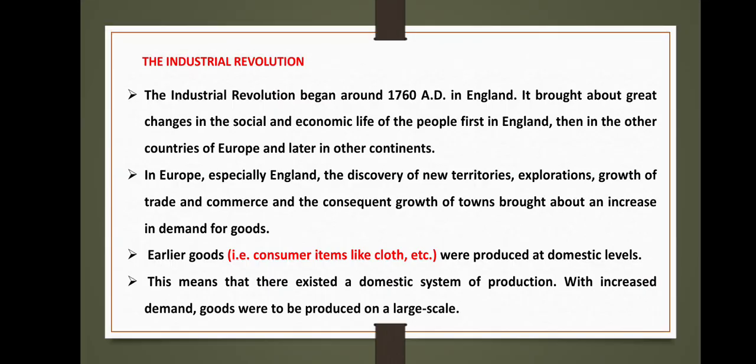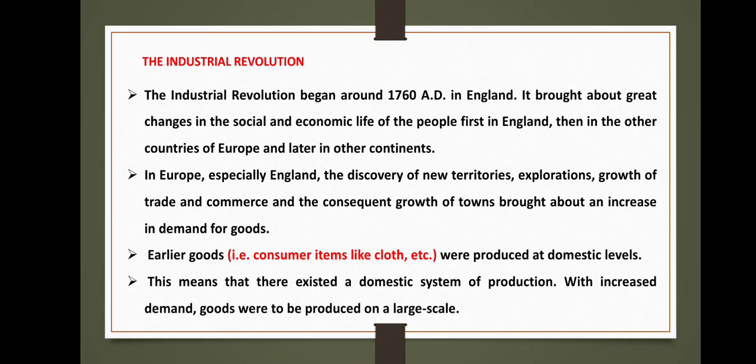Today's topic is the Industrial Revolution. The Industrial Revolution began around 1760 AD in England. It brought about great changes in the social and economic life of the people, first in England, then in the other countries of Europe, and later in other continents.